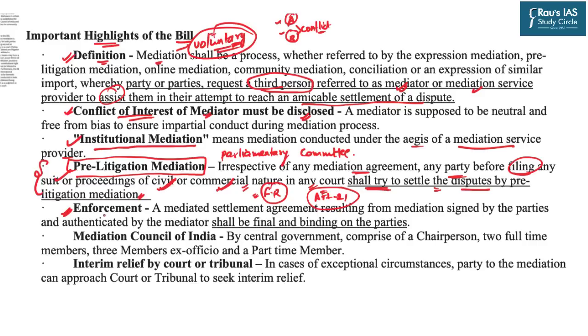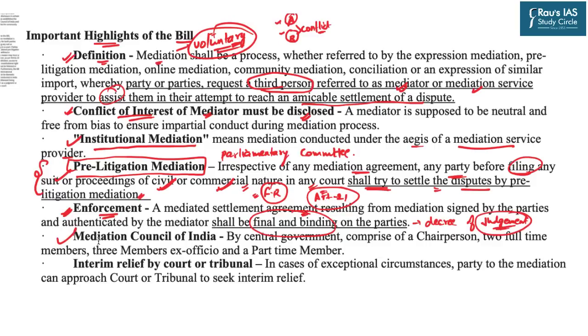The next important feature is related to enforcement. The bill says that any decision given by mediation shall be final and binding on the parties, and it shall have the status of any judgment passed by a court. That is, the respect which this particular decision will carry will be equivalent to a judgment by a court.